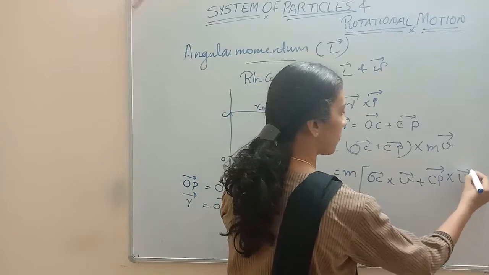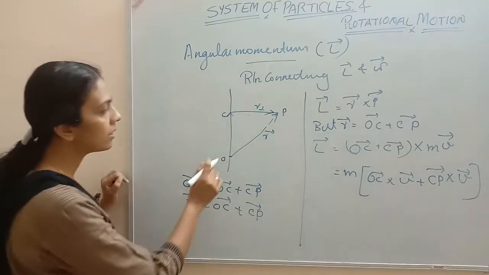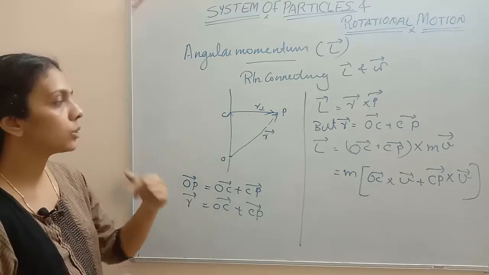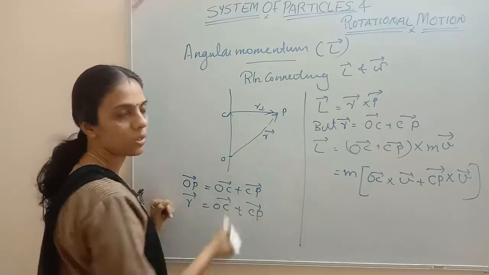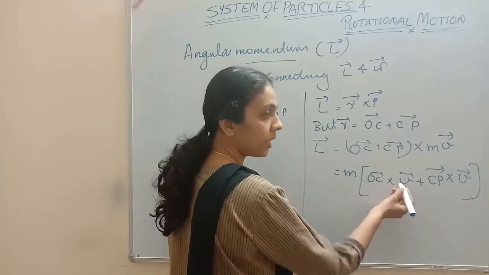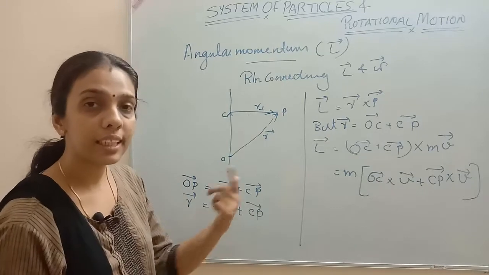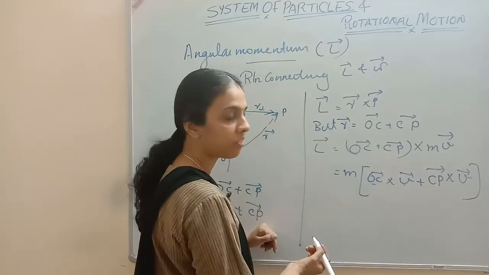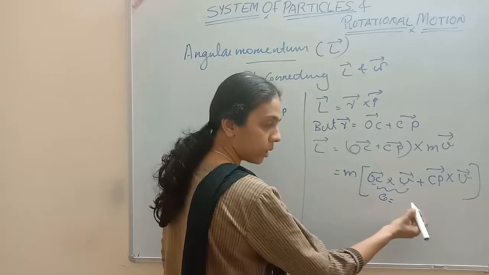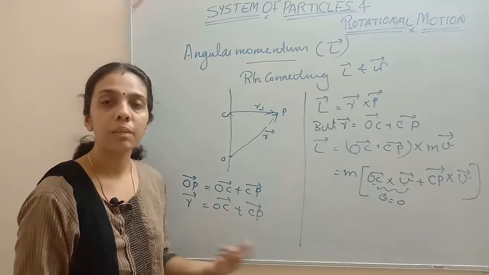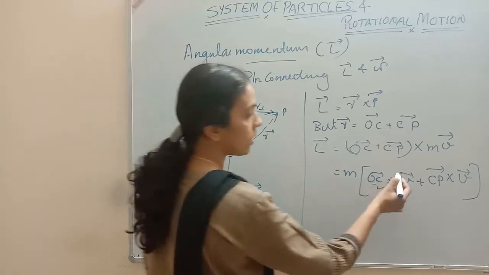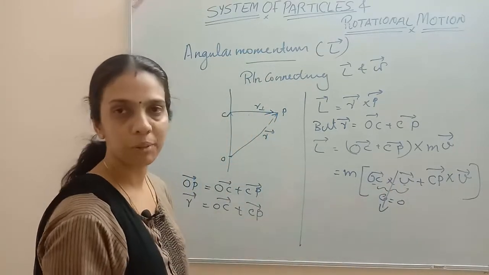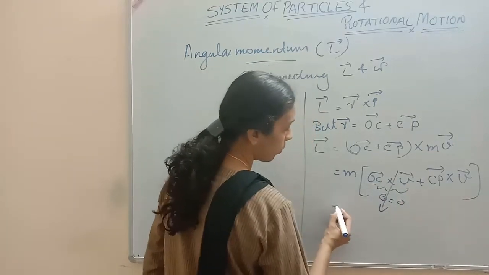See here, what is OC cross v? The velocity v is the linear velocity, and it acts along the tangent, parallel to this. So the angle between OC and v, theta, is equal to 0, since they are parallel to each other. For A cross B, the magnitude is AB sine theta. Sine 0 is 0, so this term becomes 0, and CP cross v alone will be existing.